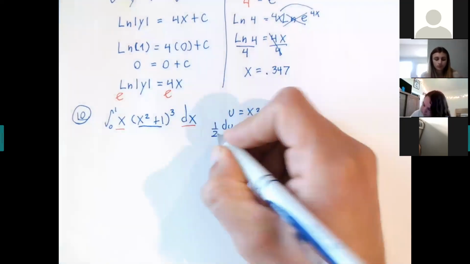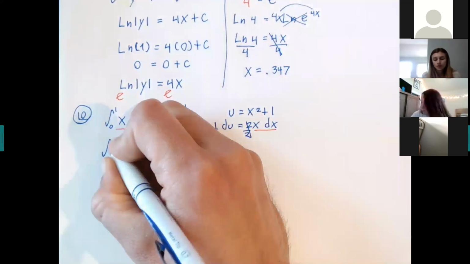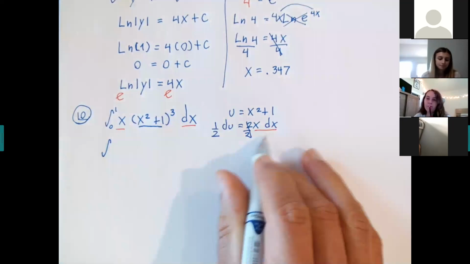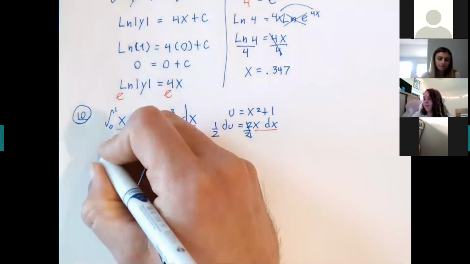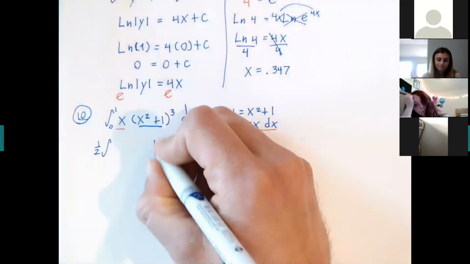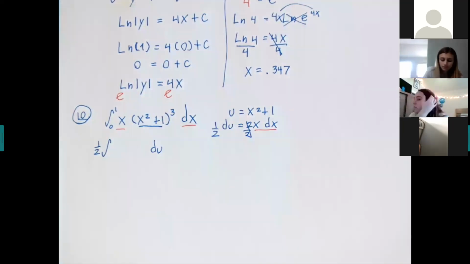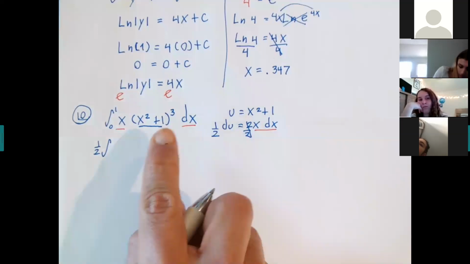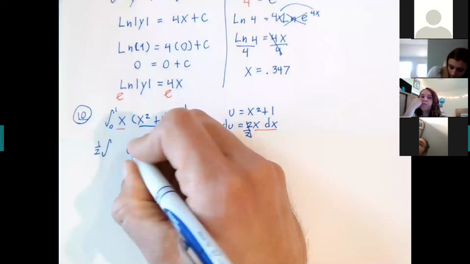All right, so let's replace some of this stuff. So now x dx, right? X dx is going to become 1/2 du. So I'm going to write the 1/2 here and the du over here. Okay. U is x squared plus 1 to the 3rd power. So this is going to be u to the 3rd power, right?